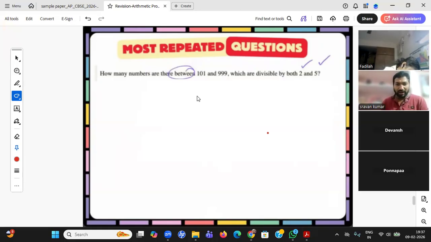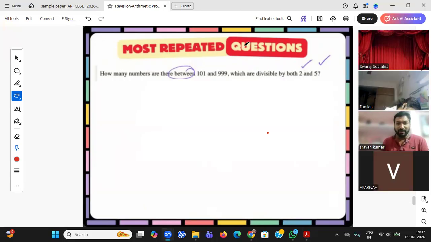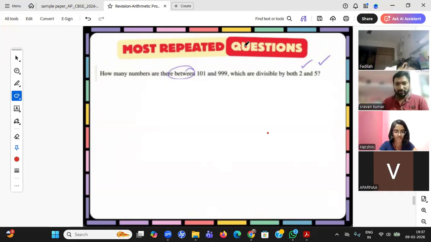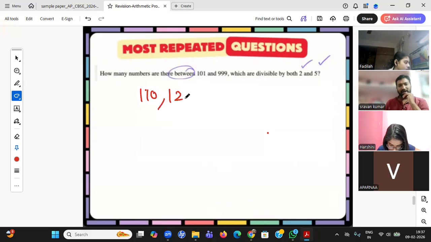No, Jahnavi, that's not the right way of thinking. Even though you'll get the right answer, that's not the right way of thinking. So Aparna, go ahead. Sir, we need to find the LCM of 2 and 5. Very good. We'll get 10. So what is the first number? The first number which is greater than 101 and divisible by 10 is 110. Very good. 110, 120, and so on up to 990. If you get this series, that is easy.